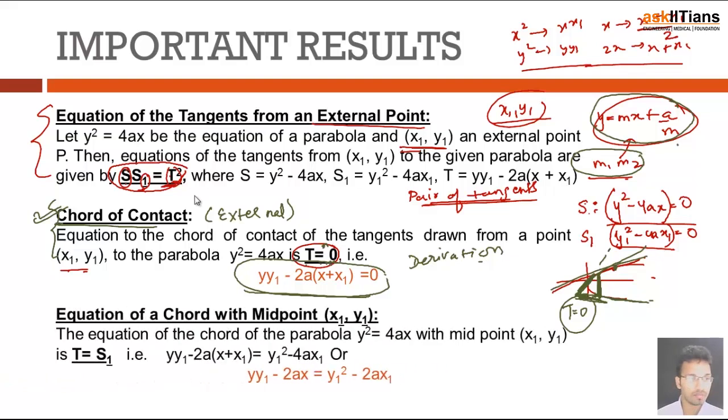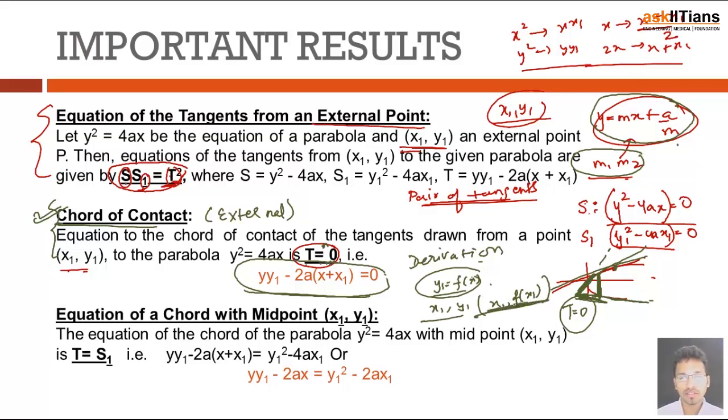The next property is the equation of chord with the midpoint. Sometimes you find a question where the midpoint of the chord is given by a relation. Suppose y1 equal to some f of x. Based on that, you will get x1 and y1 as x1, f(x1).